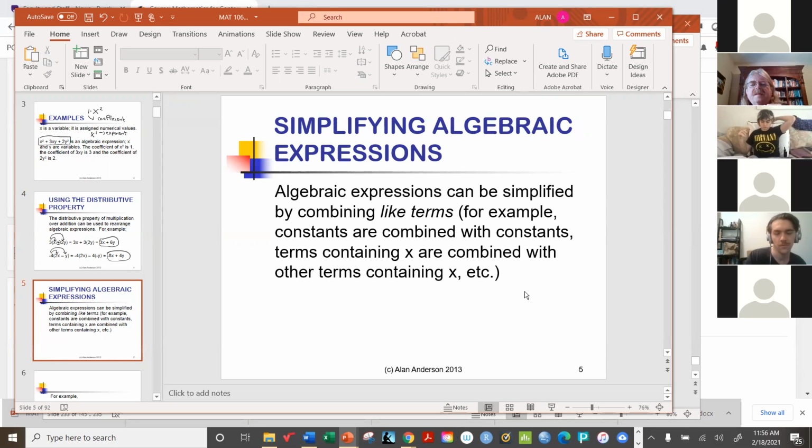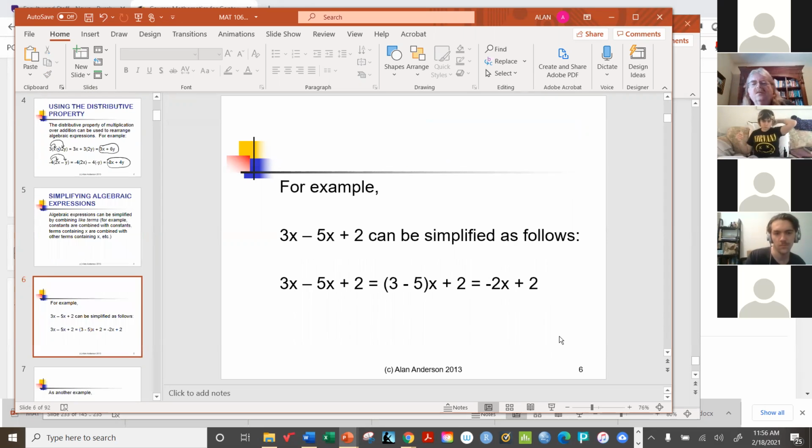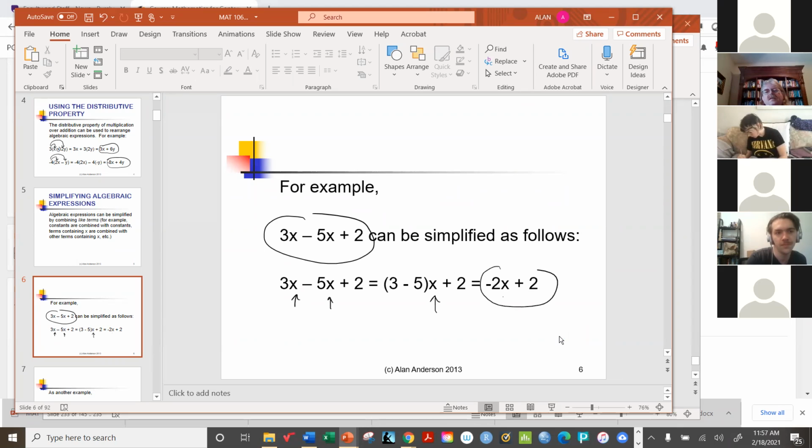For example, what about this one? If you had an answer like this, would you just leave it like that? No, because you can combine the 3x and the negative 5x. So what we can do is recognize they have a common factor of x, consolidate them, and before you know it, you've got negative 2x plus 2. Instead of this.